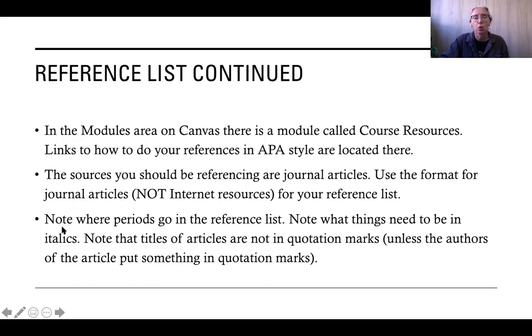You want to make sure that you note where periods go in the reference list, and what things need to be in italics. Titles of articles are not in quotation marks unless the authors of the article put something in quotation marks themselves. A lot of students try to put the title of the article in quotation marks, and this is not correct.